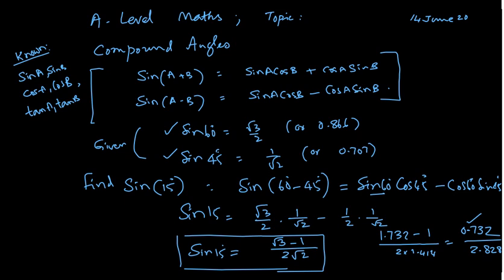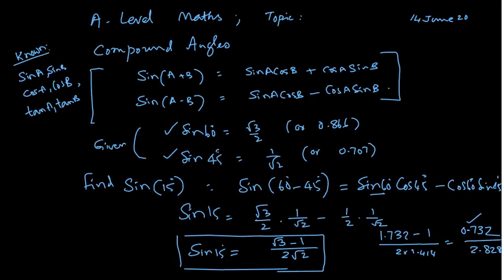Then let me explain. These are the sine compound angles. This formula is for sine compound angles, that means either subtraction or addition. So we can see one more example with addition. For example, we want to find sine 75 degrees. We can write 75 as 45 plus 30.